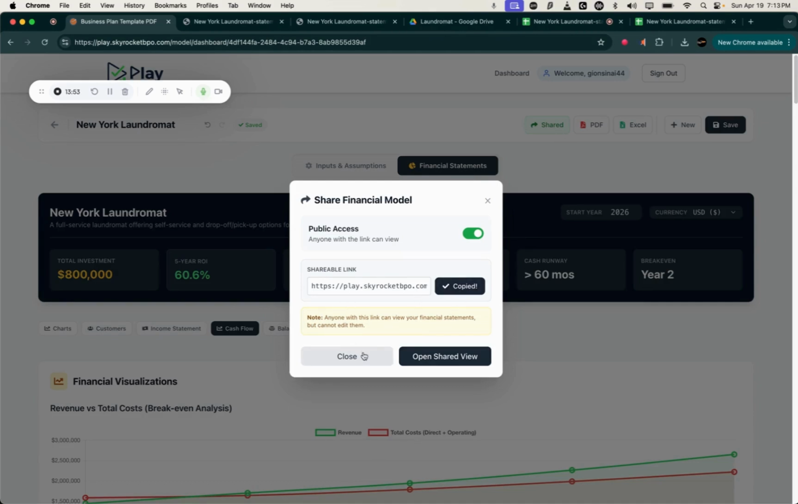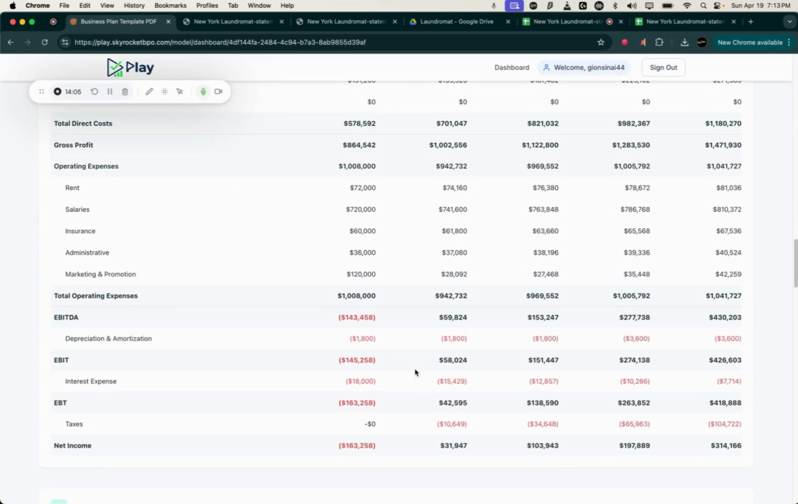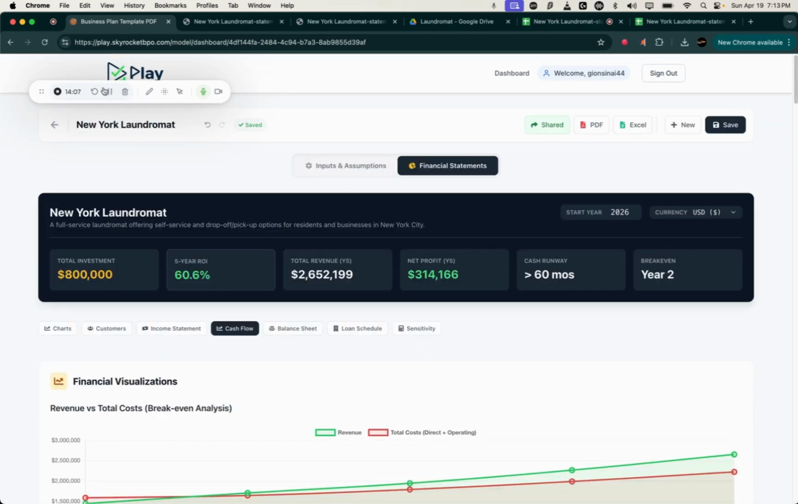Let's say you want to create a shareable link in here, and just share this link just like Google Sheets. You can just share this, and they will be able to look at the uneditable version of this, where they will be able to just look at these graphs and charts and the financial statements. So this is how the whole thing works.